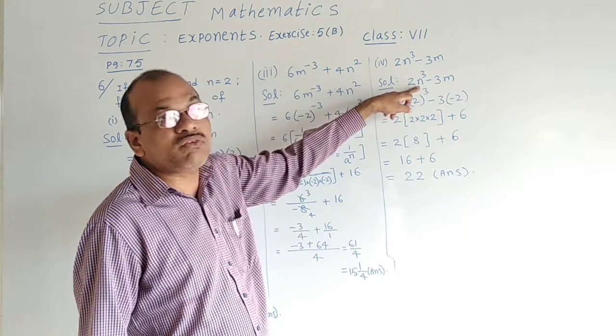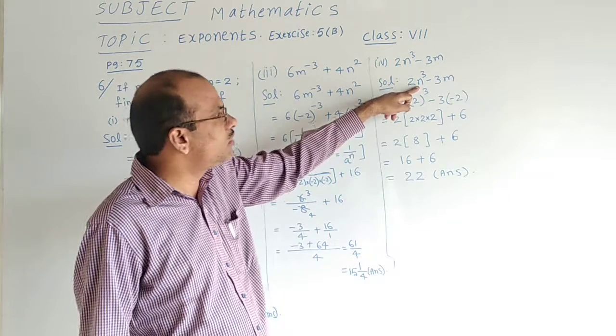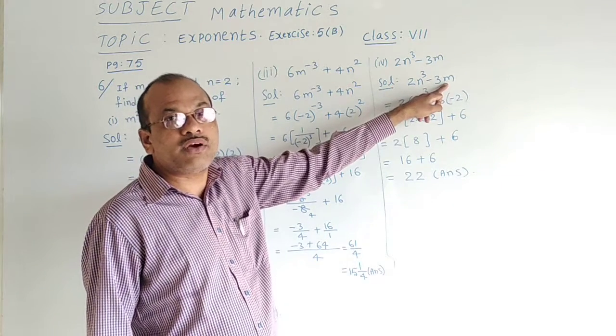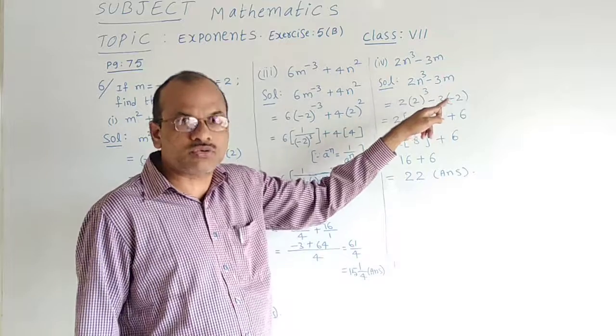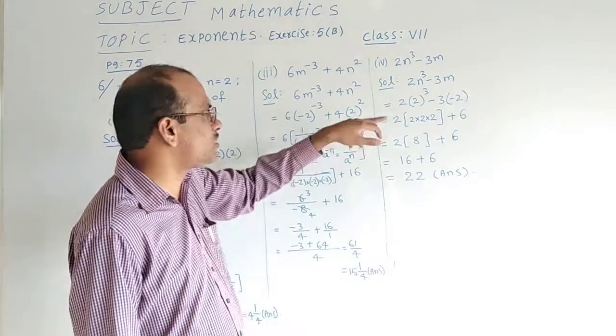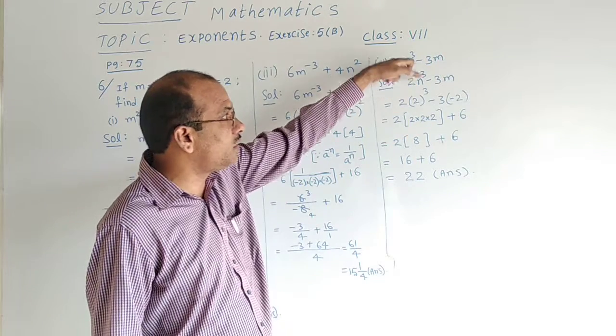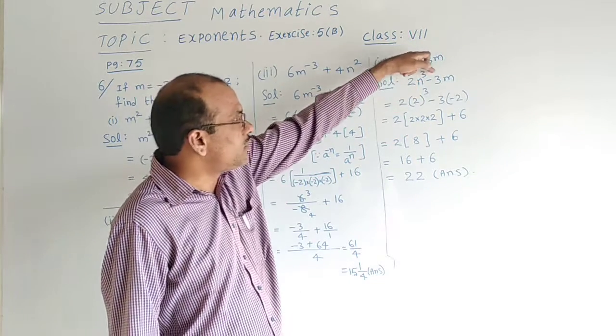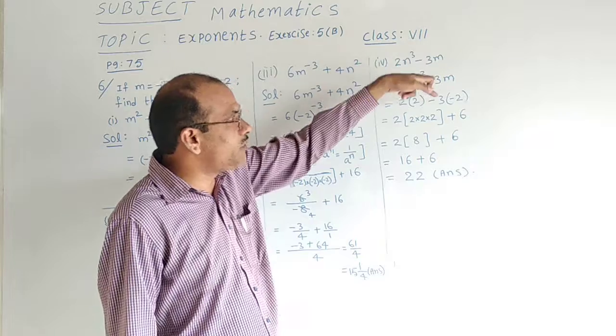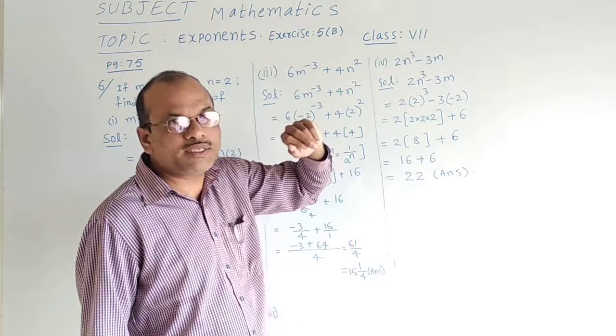Where n is identified, we have to substitute 2. Where m is identified, there we have to substitute minus 2. The same way we substitute now 2 into n value 2 and whole power 3, again minus symbol, 3 into m value minus 2. Is it clear now, students?